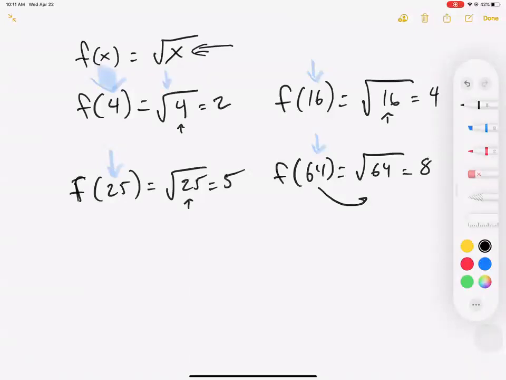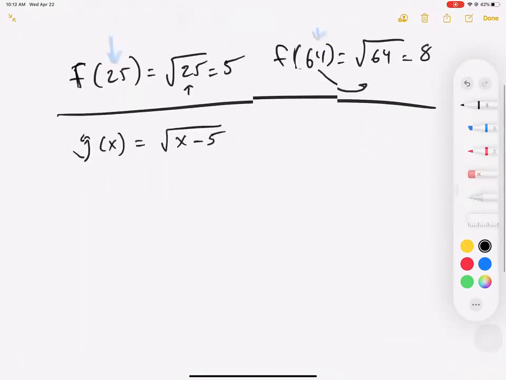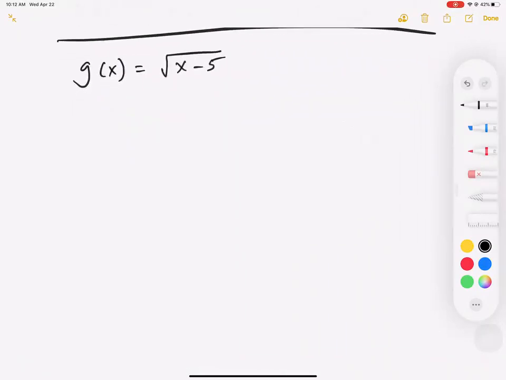So let's look at another problem that looks slightly different. What if I told you a little different letter, g? f is defined by the square root of x. g is defined by the square root of x minus 5. Now, instead of plugging in x, I'm going to have you plug in the number 21. What if I give you g of 41?